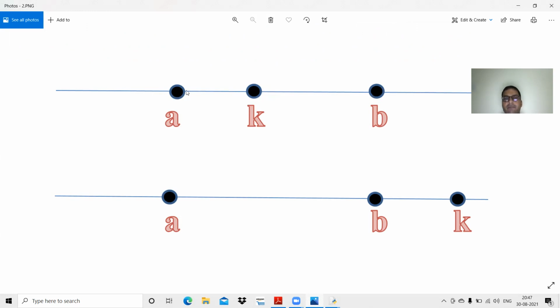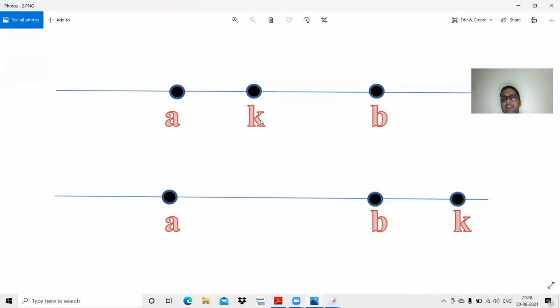In the first case, we are assuming that K is inside of the interval. So K will be greater than A, less than B. In second case, K is outside of the interval. So K is greater than A and B both. So here you can see distance between A and B is B minus A.